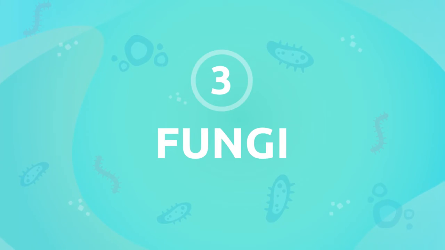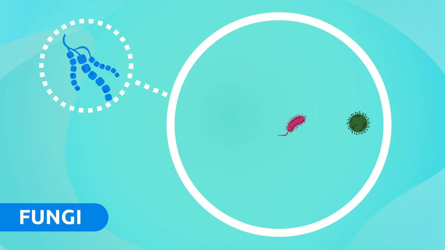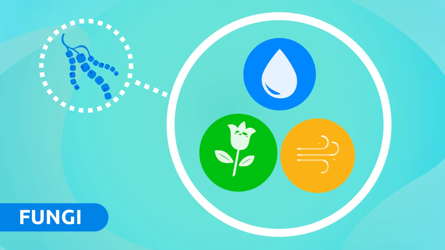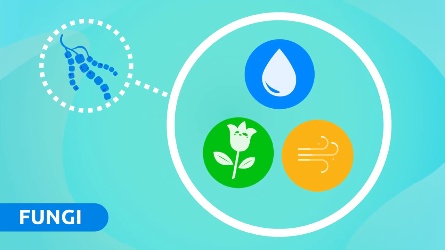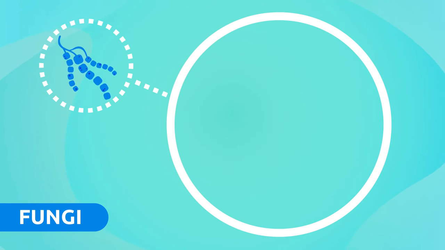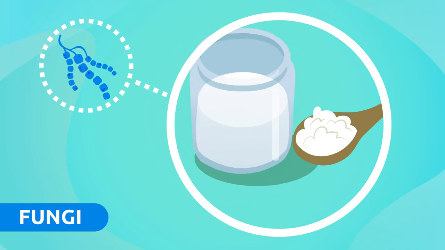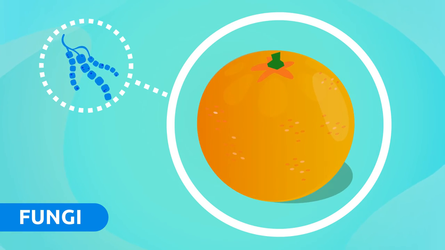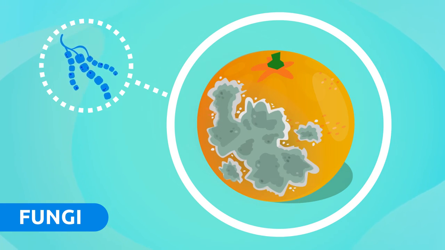Fungi. Some fungi are microorganisms bigger than bacteria or viruses. They can be found in the air, plants, or in the water. Some, like yeasts, are used to make foods. I'm sure you've seen mold on fruit or bread. This is a type of fungi.